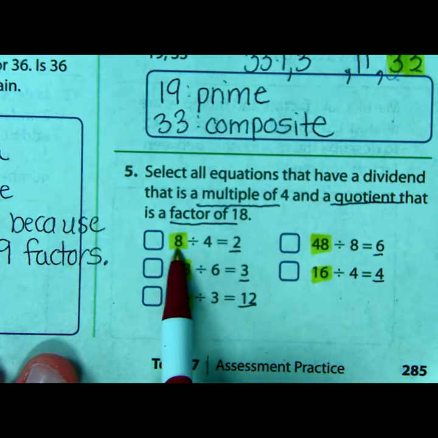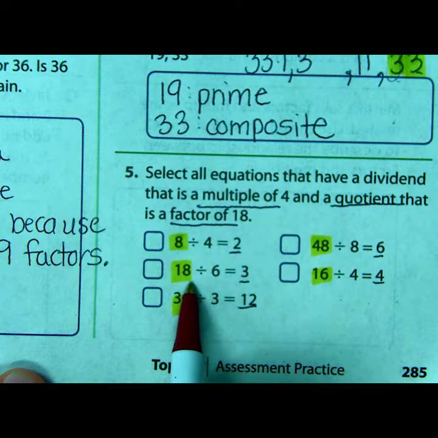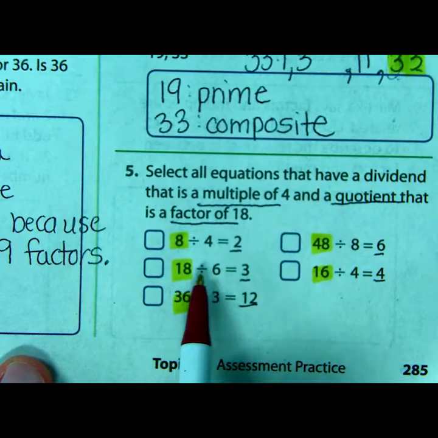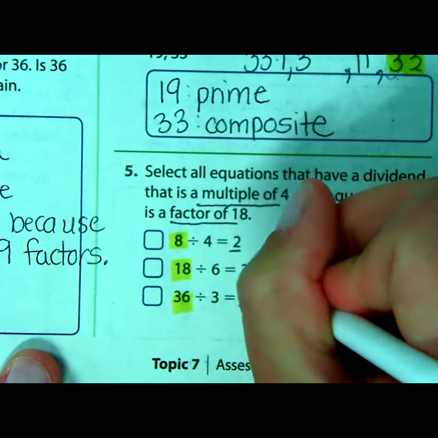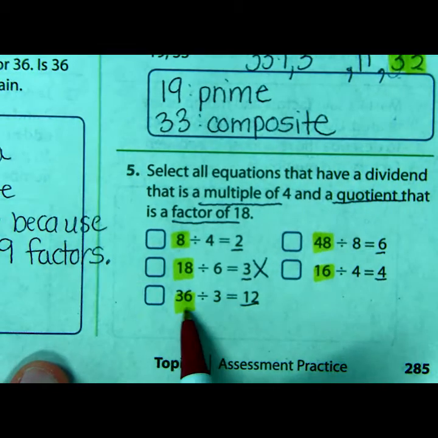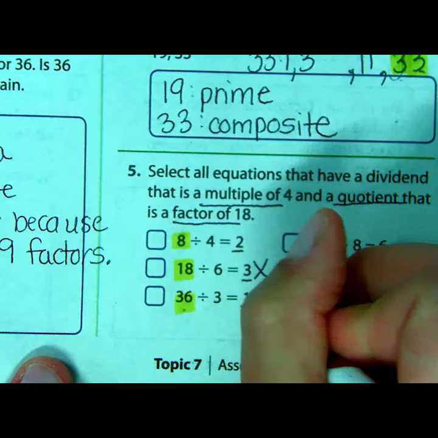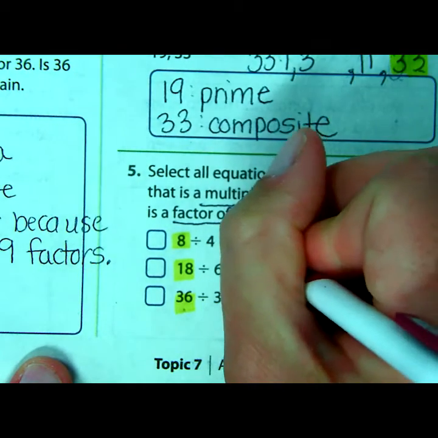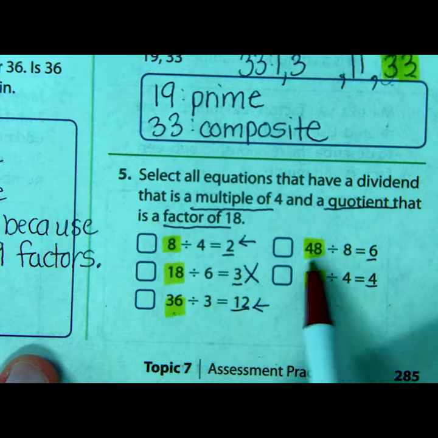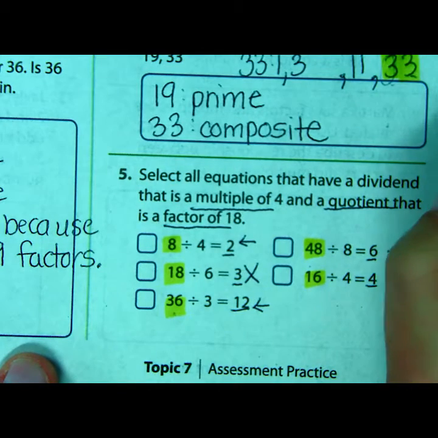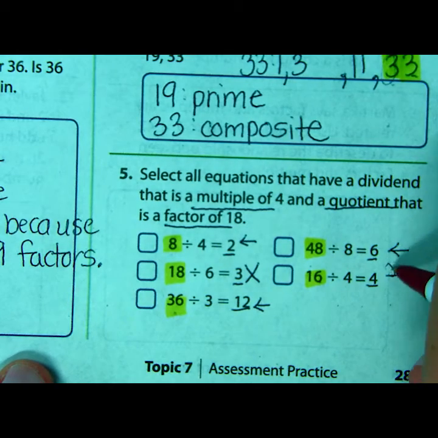8 is a multiple of 4. 18 is not a multiple of 4. I can't multiply 4 by anything to equal 18, so I'm going to put an X there. What about 36? I know that 4 times 9 is 36, so that could be right. We said the first one could be right. Now let's look at this one, 48. Does 4 go into 48 evenly? Yes, it does, so this could be correct. And then 16, the last one, this one could also be correct.